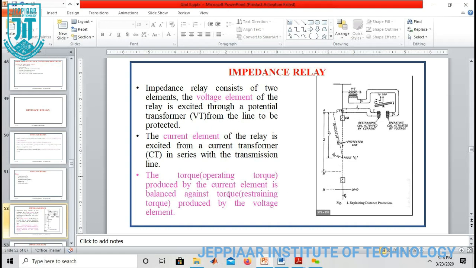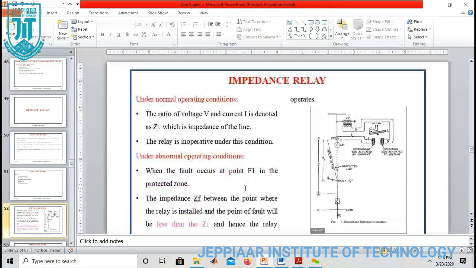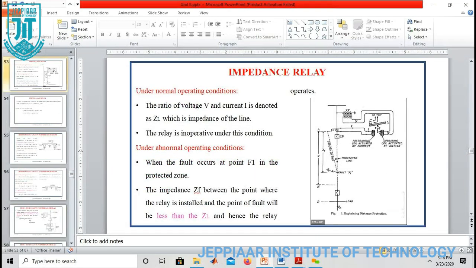So here we get two torques, one is operating torque and the other one is restraining torque. Operating torque is produced by the current element, that is by means of the current transformer, and restraining torque is produced by the voltage element, that is by means of the voltage transformer. In conclusion, we have two elements, voltage element and current element, and operating torque and restraining torque.